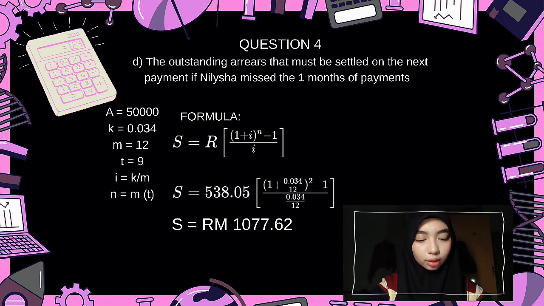After completing the calculation, the outstanding arrears that Nilisha needs to pay on the next due date is 1,077 ringgit and 62 cents. This means that if she missed 1 payment, she must pay 1,077 ringgit and 60 cents to fully settle the amount.